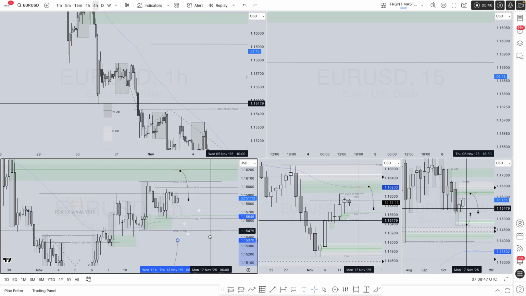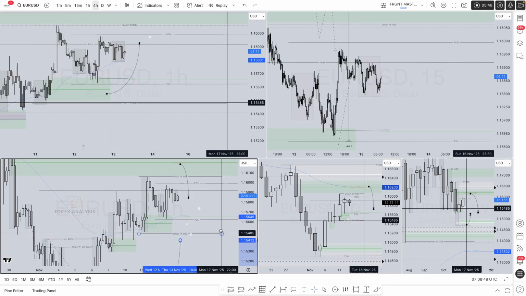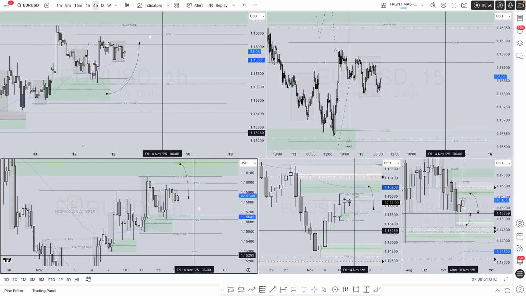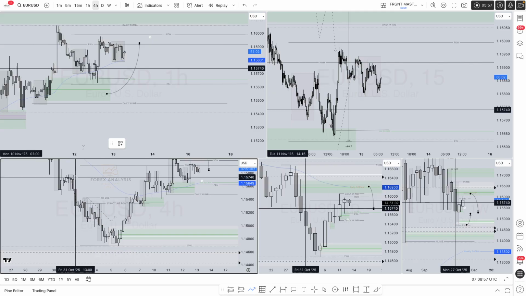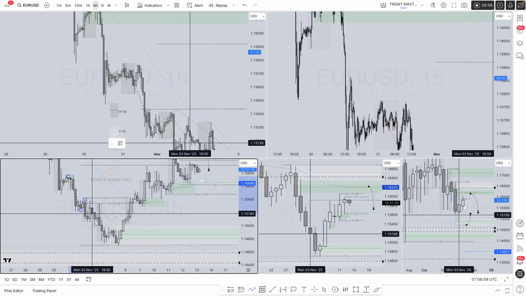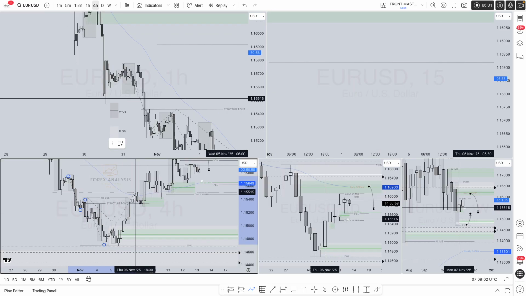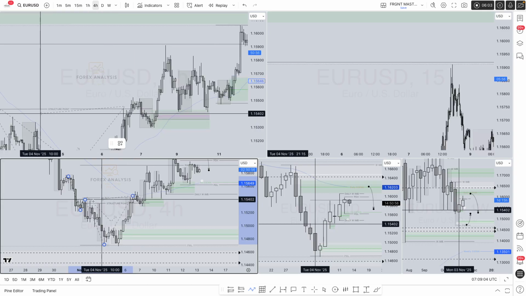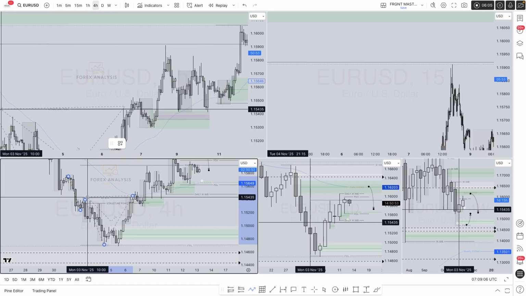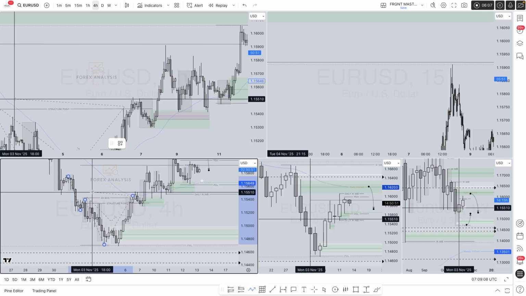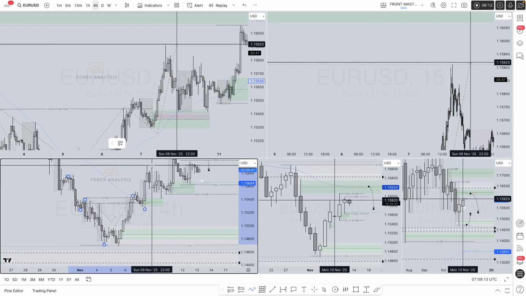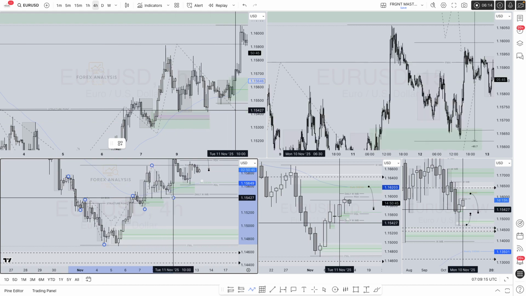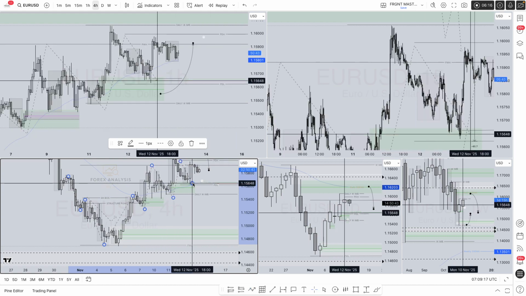Let's see if we can get that a bit better. Let's just get rid of that. Cool. Let's try that again. So price, lower lows, lower highs, lower lows, potential lower high. However, it then broke this area here, made a potential higher high, higher low, higher high, higher low, higher high, higher low.